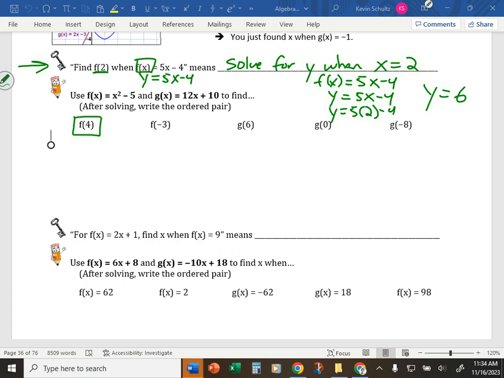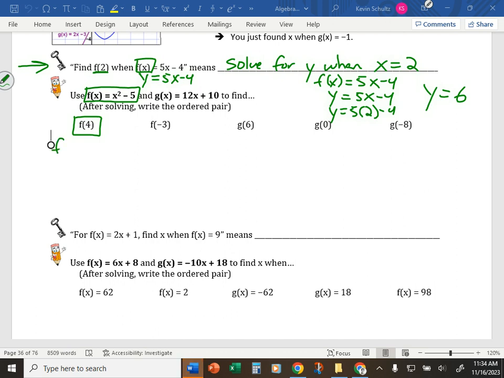Now, right above, we explained what f of 2 meant. It means solve for y when x is 2. So in this case, f of 4 means solve for y when x is 4, right? And so we know to use the f of x equation because it is f of 4.